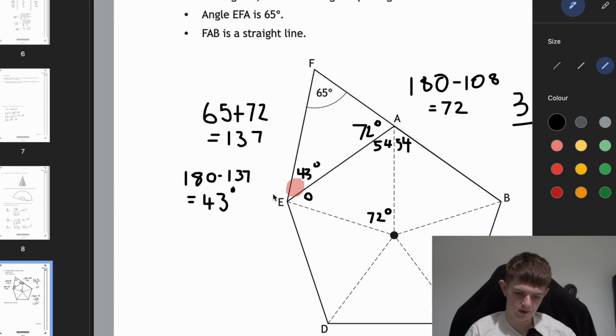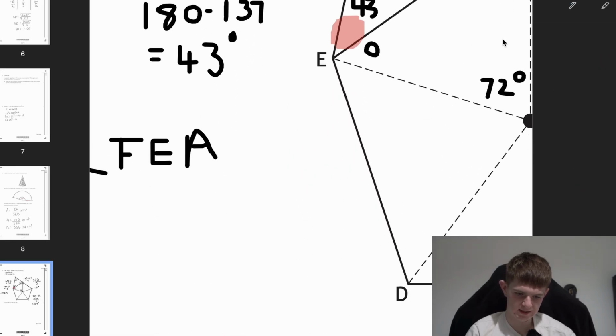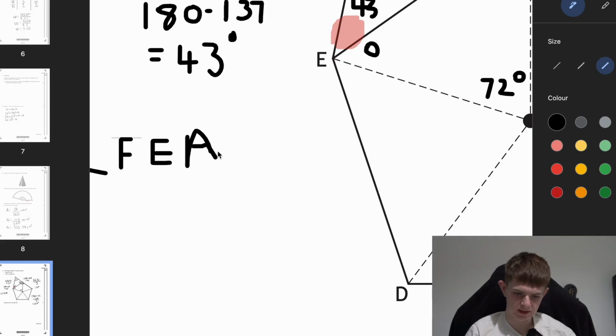So therefore angle FEA, it looks like I've put T, no, Santa T this time. FEA is equal to 43 degrees.